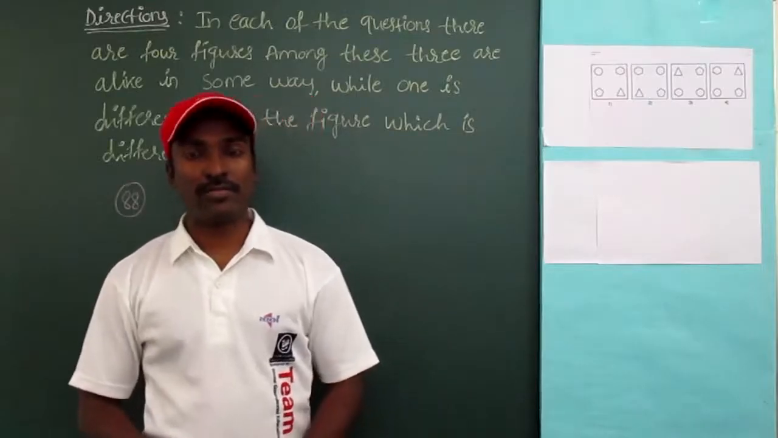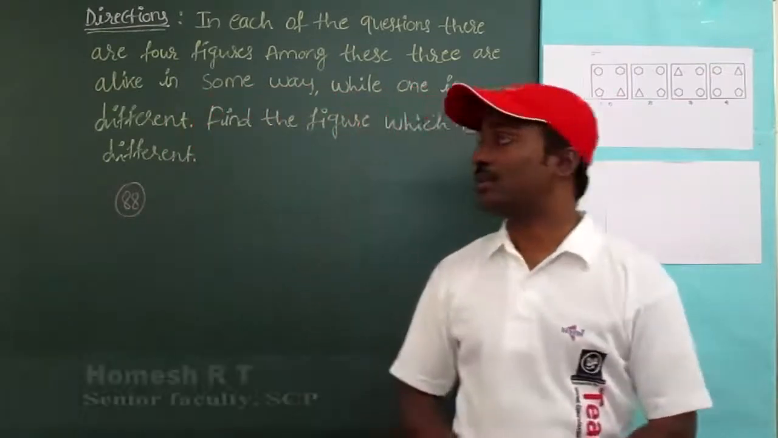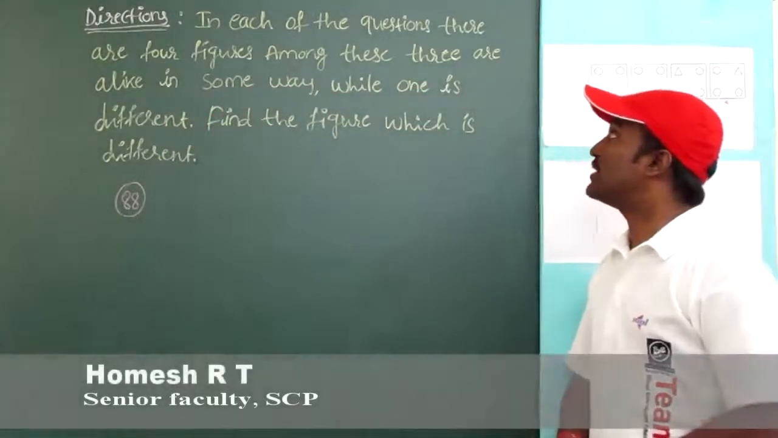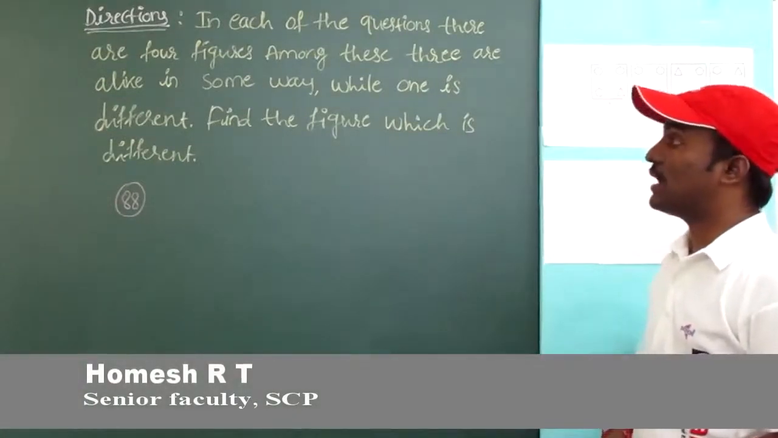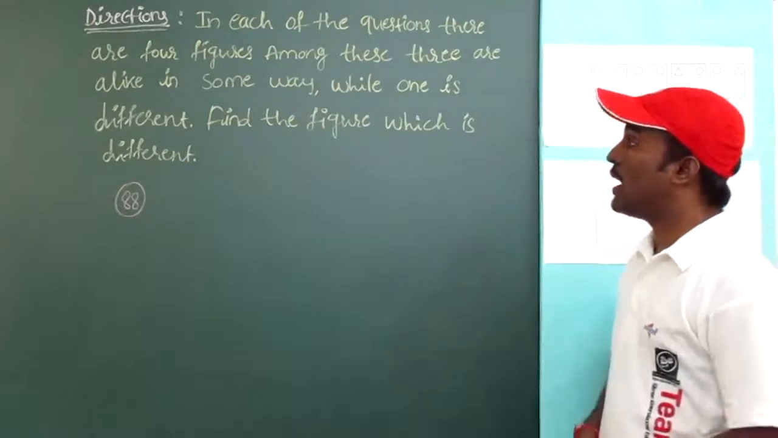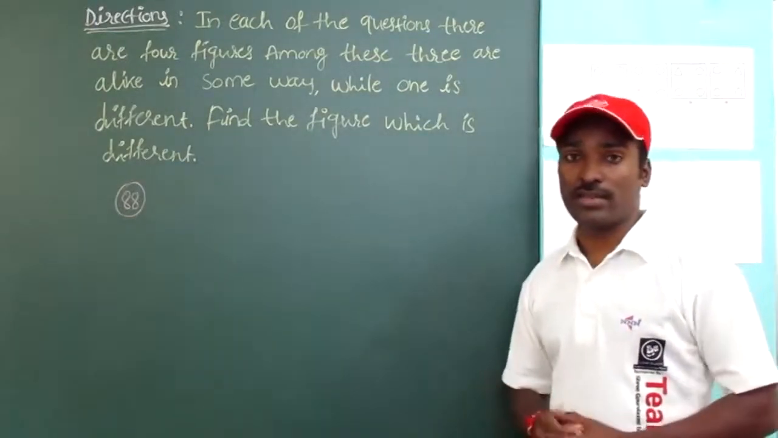Well friends, here is problem number 88. Before going to the problem, I will read the given direction. The direction is, in each of the questions, there are 4 figures. Among these, 3 are alike in some way, while 1 is different. Find the figure which is different. So this is the given direction.